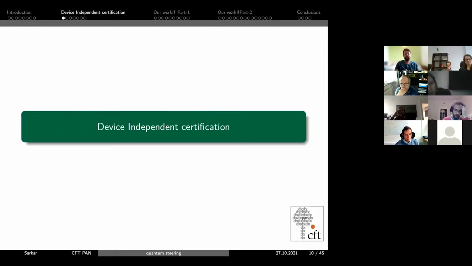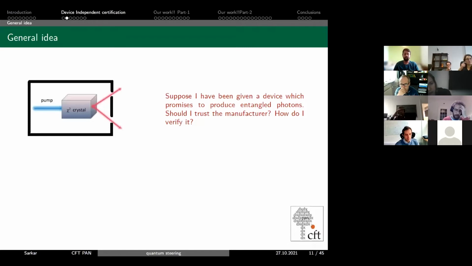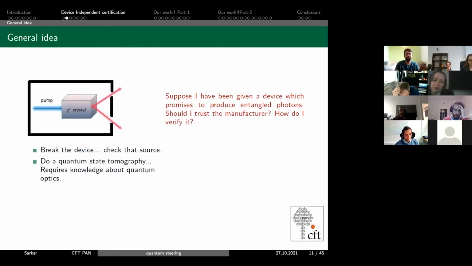Now I will say what is meant by device-independent certification. Let's say I have been given a device and the manufacturer promised me that this device performs entangled measurements. How should I verify it, or should I just trust the manufacturer? The first idea, which is not good, would be to break the device and check the source. If it's a chi-2 crystal, then at least I have some indication that it gives me entangled photons.